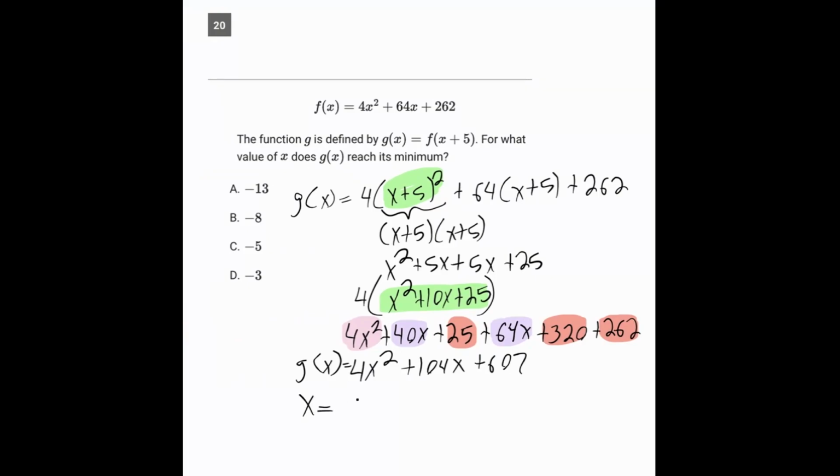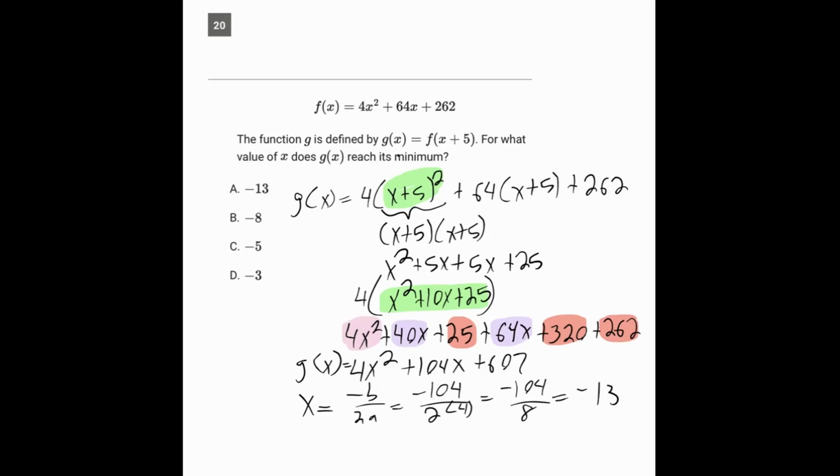So where would this reach a minimum? Let's do x is negative b over 2a. So that's negative 104 over 2 times 4. So that's negative 104 over 8. And if we divide that on a calculator, we get negative 13. So we know the answer is negative 13 here, but there are so many ways to do this question.